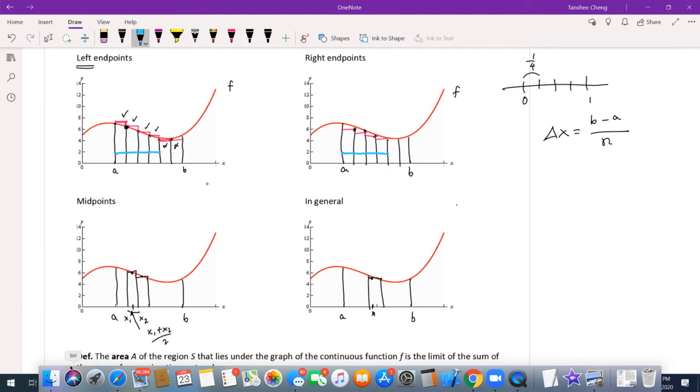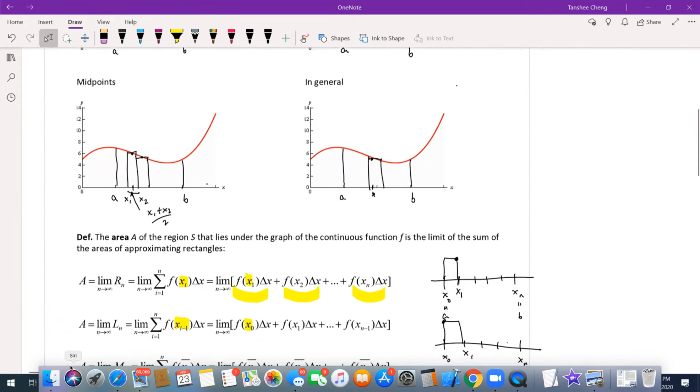So vice versa, if you're using the left endpoint and the function is increasing, then we will be underestimating. However, on the right endpoint, if the function is increasing, then we will start doing what? Overestimating. We will start doing overestimating.